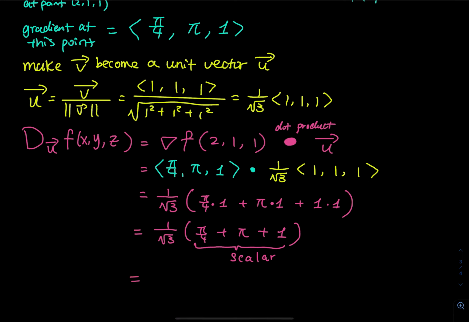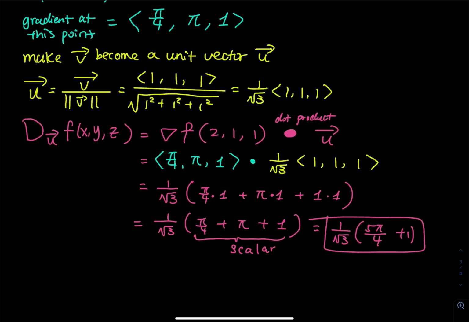So at the end of the day, I have 1 over root 3. Let's put it right here because I want to draw a description. So that is 1 over root 3, and then multiply a scalar. 1 plus 4 is 5 pi. So that will be a 5 pi over 4 plus 1. And then this is the final answer.